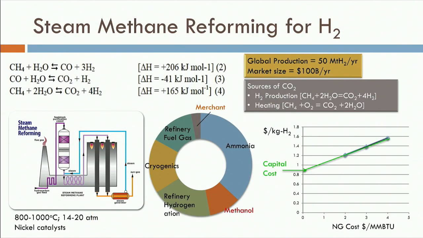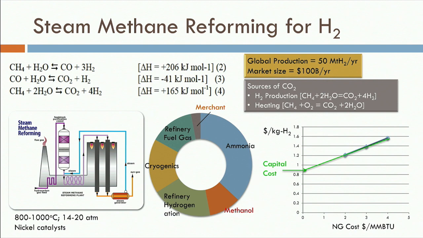So before I move forward, let me just give you quickly how hydrogen is produced today. Most of the hydrogen is produced by steam methane reforming. I won't go into the details of that, but this is a $100 billion industry, mostly used for ammonia as well as refinery, and some for methanol and some cryogenics. And so there are of course carbon emissions from this process, but the cost of hydrogen production today is on the order of about $1.50 or $2 a kilogram.